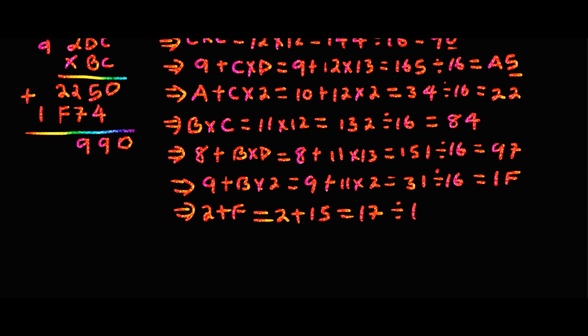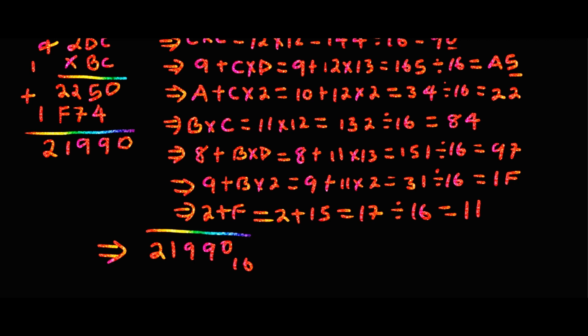You convert that to base 16, you find that 16 goes into 17 once, and there's a remainder of 1. You write 1, and then you have 1 as the carry. You have the carry plus 1, you get that to be 2. So therefore, your answer is 21990 base 16. That is your final solution.